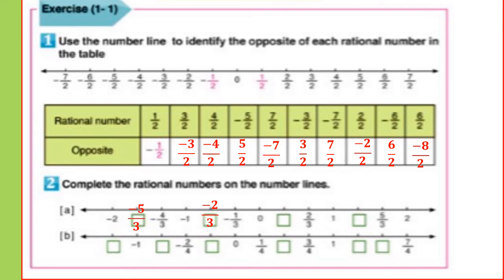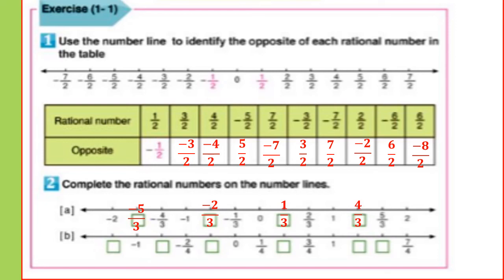On the right side, between 0 and 2/3, we can write 0 as 0/3. So between 0 and 2/3, we have 1/3. Between 1 and 5/3, 1 equals 3/3. Between 3/3 and 5/3, we have 4/3.